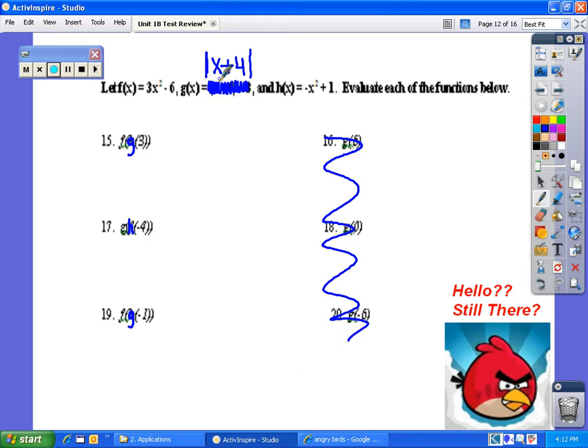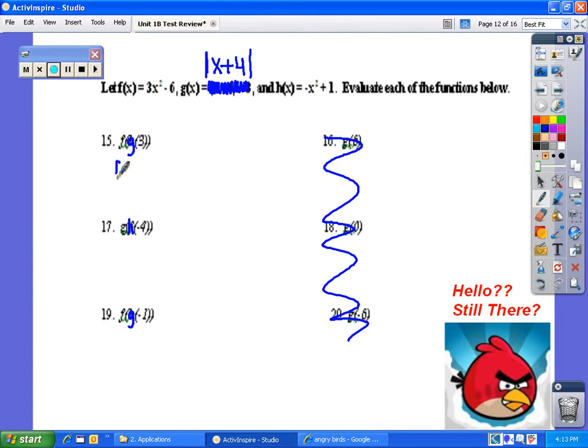Now I changed this. I know your papers don't have bars on them, but I want you to put bars around your x plus 4 because I want you guys to get used to working with absolute value. On your last test, the majority of you got that absolute value question wrong. So I'm going to show you how to work it out now, and really pay attention so that if you were to happen to see a question like that, you won't make the same mistakes that you made on the first test. Alright, so f of g of 3.